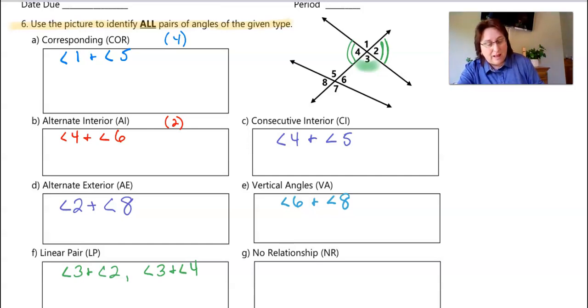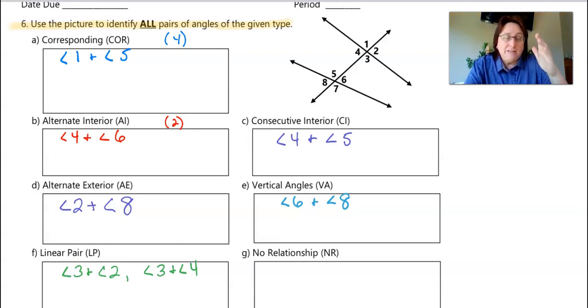All right, now, last but not least, we have the no relationship angles. Okay, so, guys, no relationship. That means that, let me come up here and talk to you for just a second. No relationship means this. One is that they do not touch the same transversal, or two, they're not any of the other relationships that we've talked about. They're not corresponding, they're not alternate interior, they're not alternate exterior, they're not consecutive interior, they're not vertical angles, they're not linear pairs. There's no direct relationship.